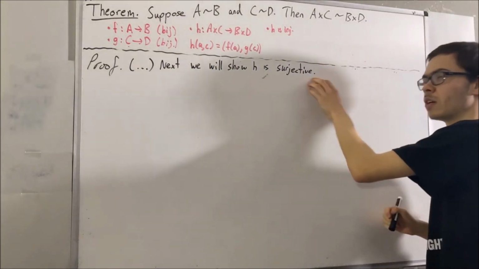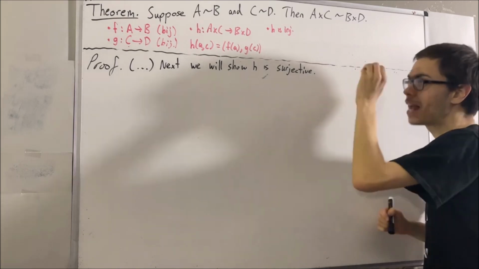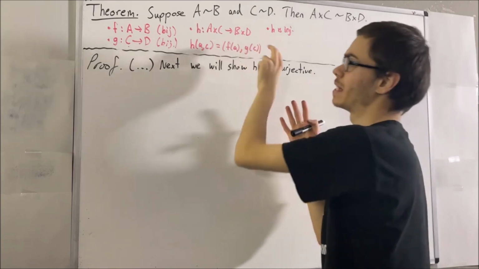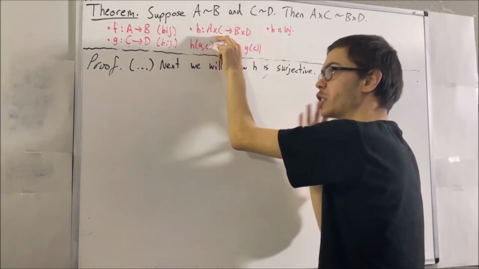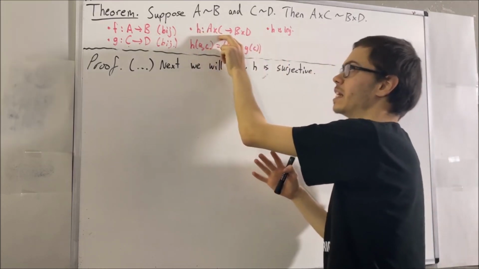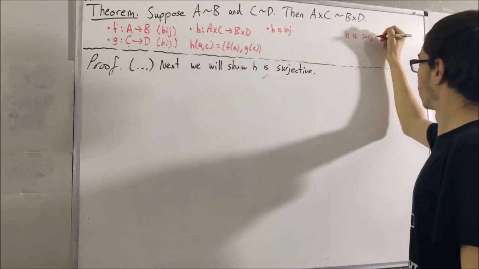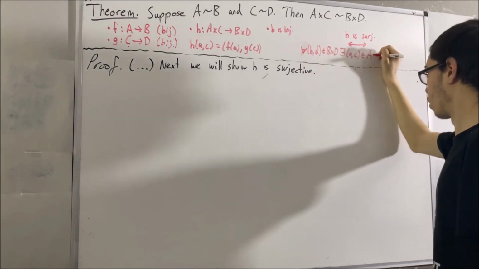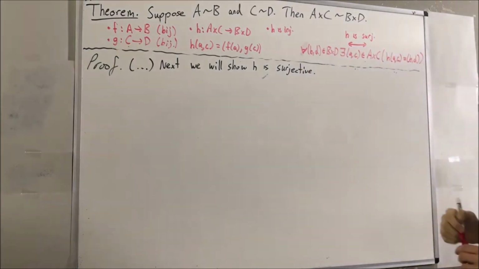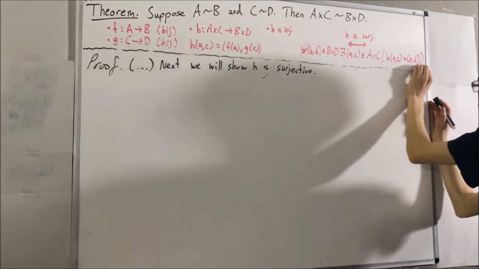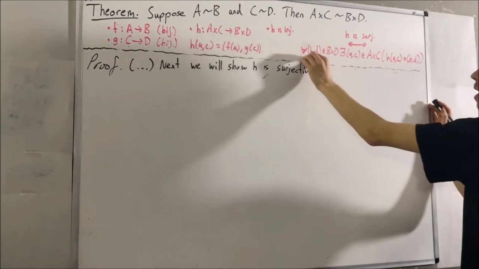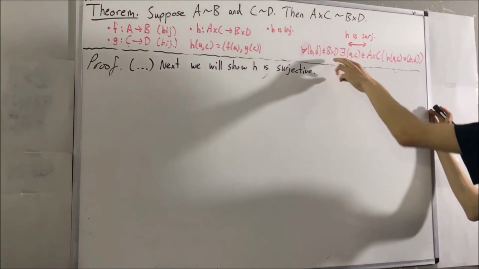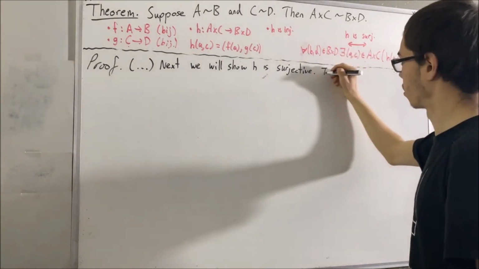What does this mean? Well, really, we're going to show for every element (b, d) in B times D, there is an element (a, c) in A times C, such that h of (a, c) is equal to (b, d). So really, this is what we want to prove. And we're trying to prove a statement about every element in B times D. So give me an arbitrary element of B times D. I'll call it (b, d).